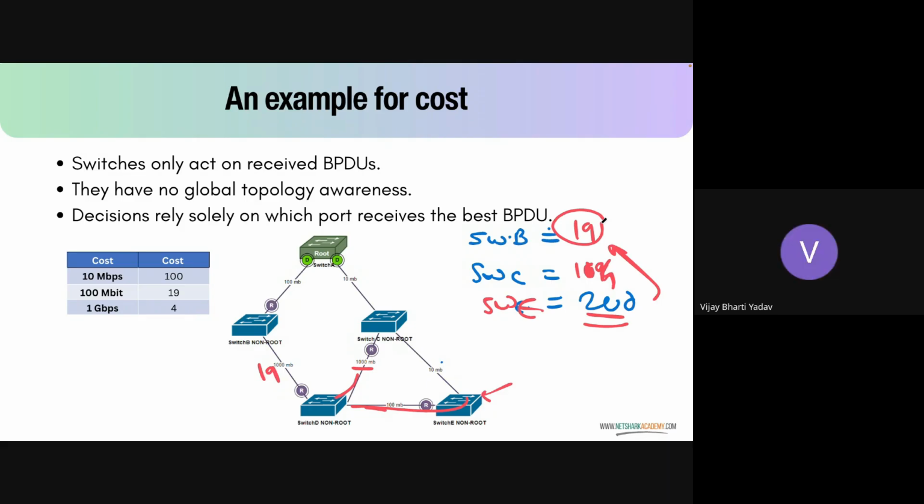Okay. But one more question here. So switch C will send the same thing at both sides of interfaces. The interface connected to switch D and the interface connected to switch E. Correct? Can you repeat your question, please? Switch C will send the BPDU in both directions, towards switch D and towards switch E.